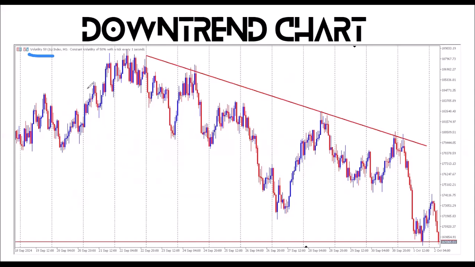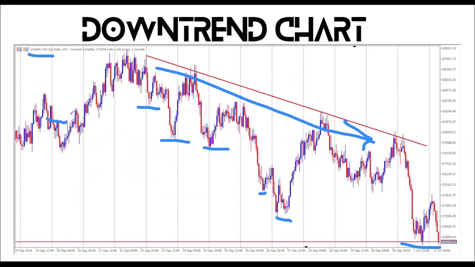We have price moving downwards. So price is making what we call lower lows, as you can see. Price is making lower lows, and this is what is called a downtrend. And if you look at this side, price is making higher highs, and this is an uptrend. This here is a sideways trend. So this is how you read the trend using candlestick charts. This is just an example on volatility indices.